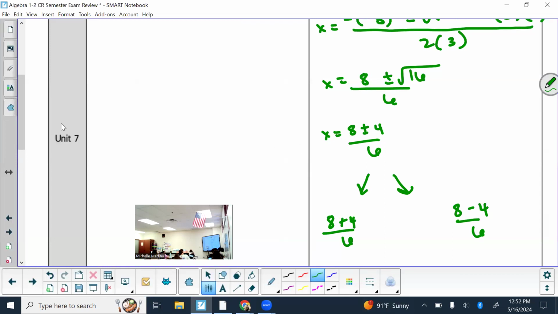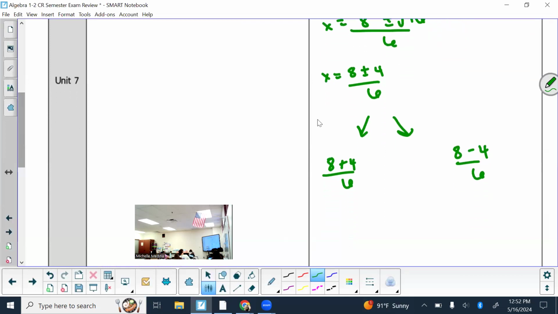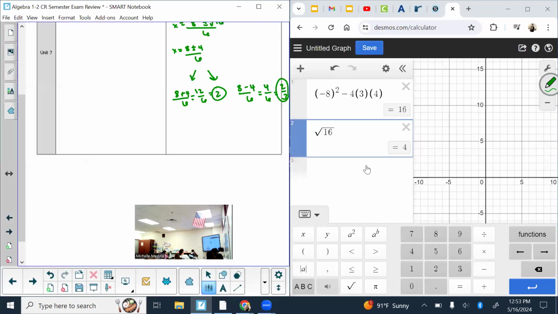That's because of the plus or minus in the formula. What is 8 plus 4? What's 12 divided by 6? So one of my x's is 2. Over here, what's 8 minus 4? Over 6, what does that simplify to? 2/3.